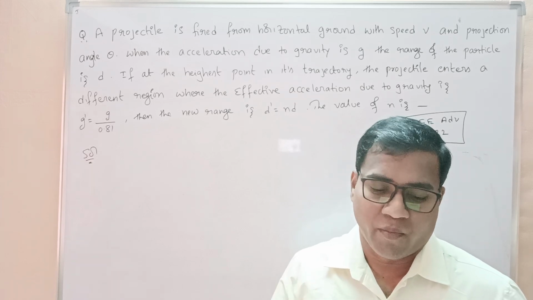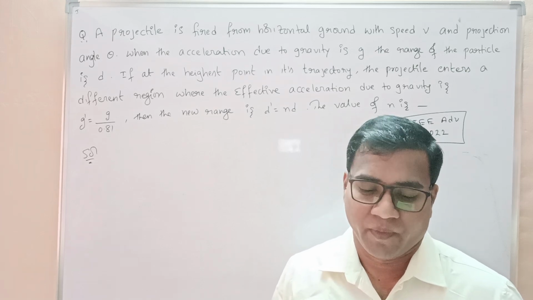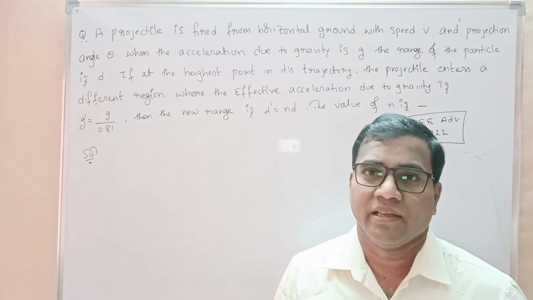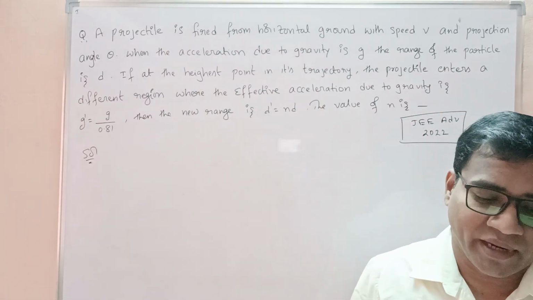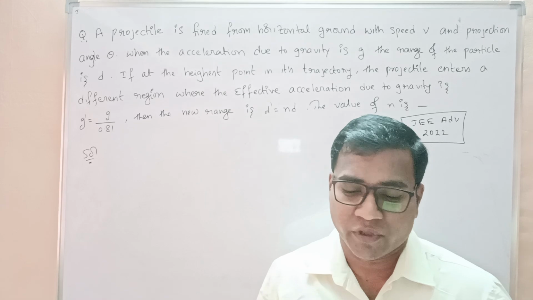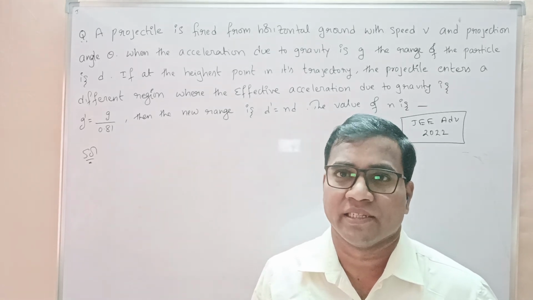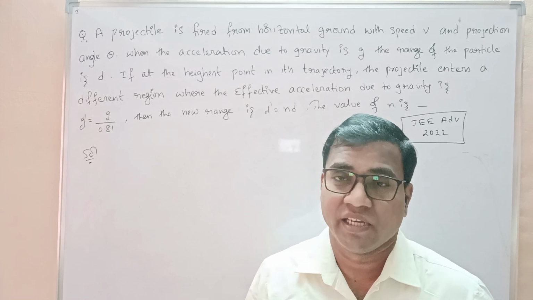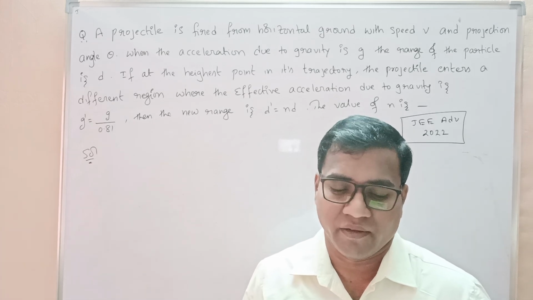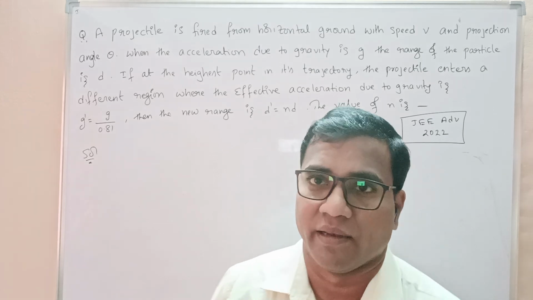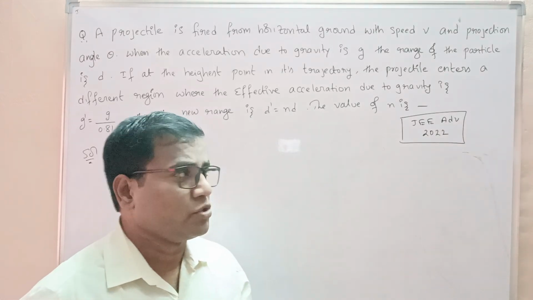What is given? A body is projected with some speed v and projection angle is theta. When the acceleration due to gravity is g, the range is given as d. And it says that if at the highest point in its trajectory the projectile enters a different region where the effective acceleration due to gravity is g dash, where g dash is equal to g upon 0.81, then the new range is d dash, which is equal to nd. Find the value of n. This is a JEE Advanced question from 2022.